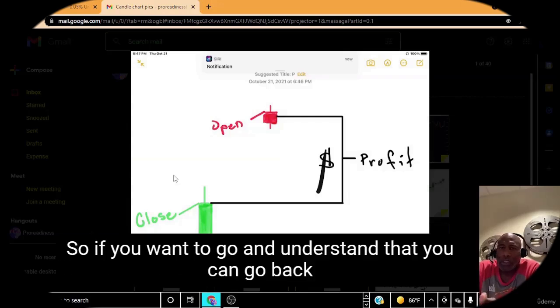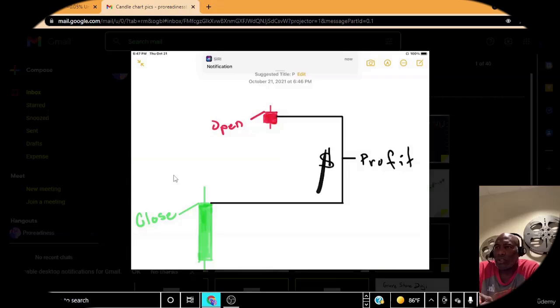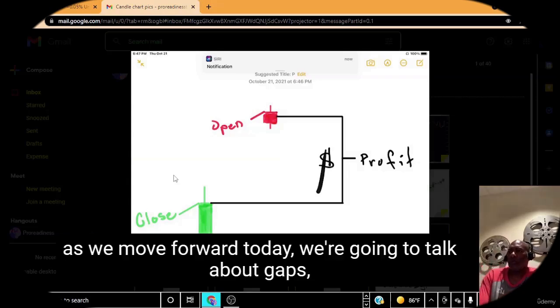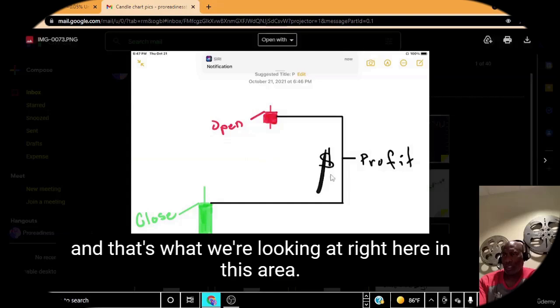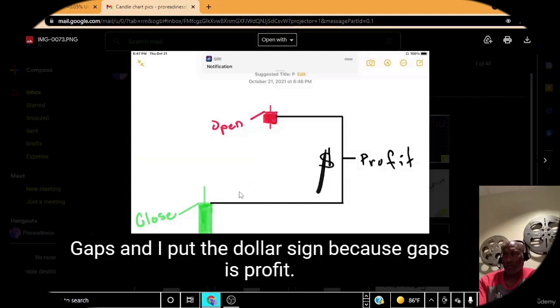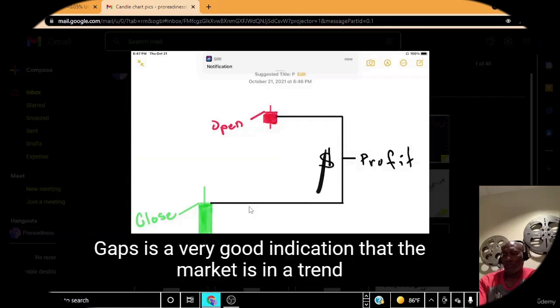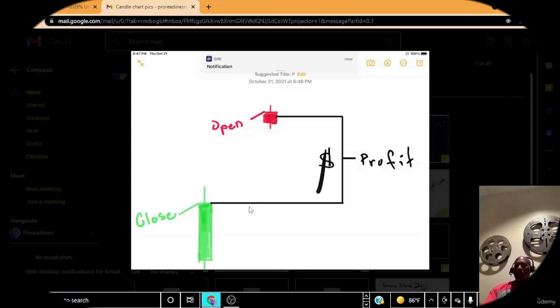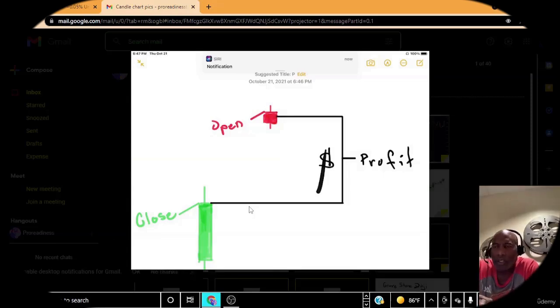So I don't want to keep going back over that information. If you want to understand that, you can go back to the videos and rewatch them so you can understand as we move forward. But today we're going to talk about gaps, and that's what we're looking at right here in this area. I put the dollar sign because gaps is profit. Gaps is a very good indication that the market is in a trend moving forward, whether it's up or a gap going down as well.